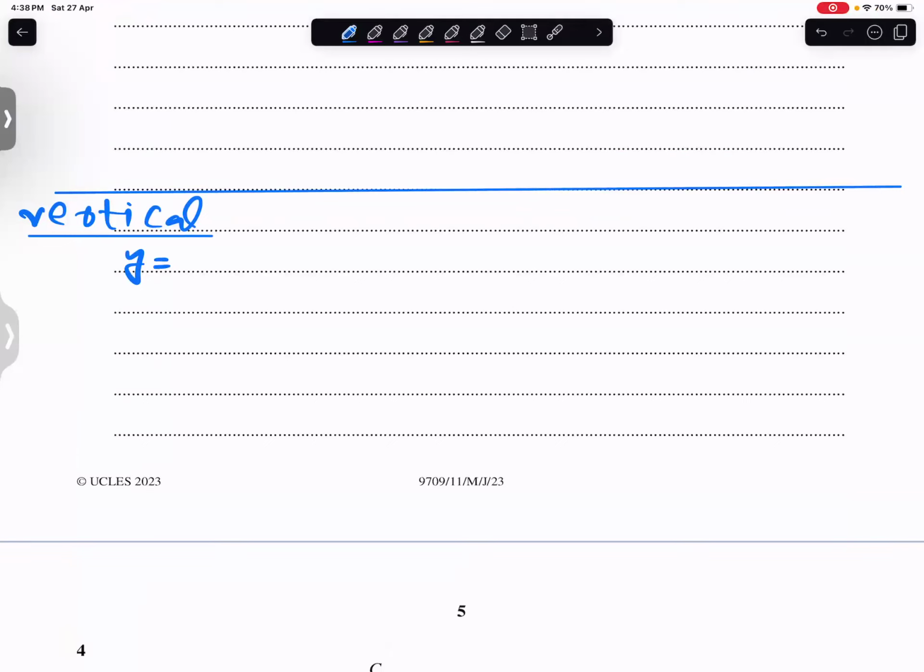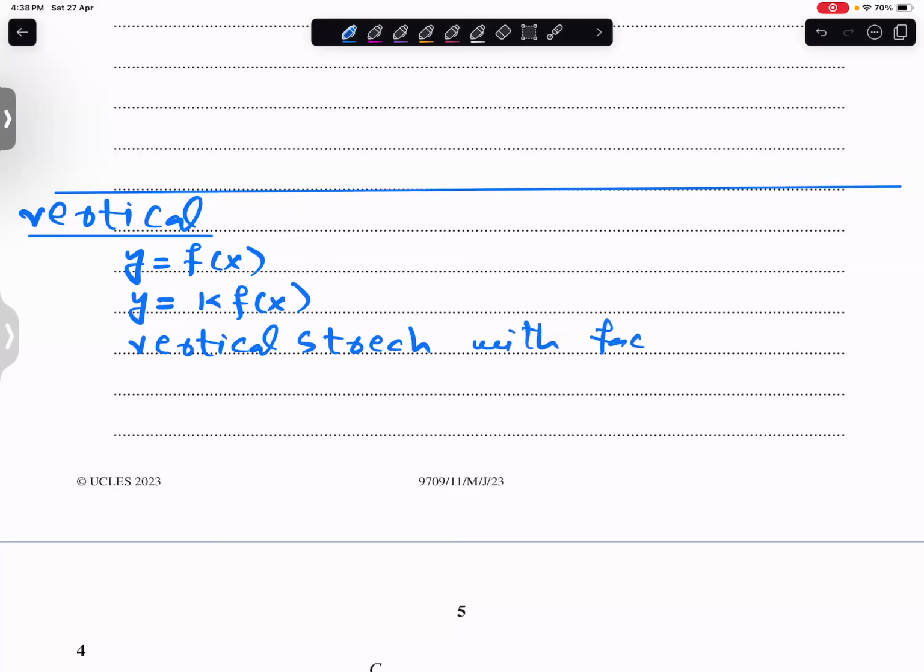अगर आपके पास y is equal to f of x फंक्शन हो, और पूरे का पूरा फंक्शन किसी k से मल्टीप्लाई हो जाए, okay, पूरे फंक्शन को आप किसी नंबर से मल्टीप्लाई कर दो, तो आप क्या कहते हो, that it is vertical stretch with factor k, okay.